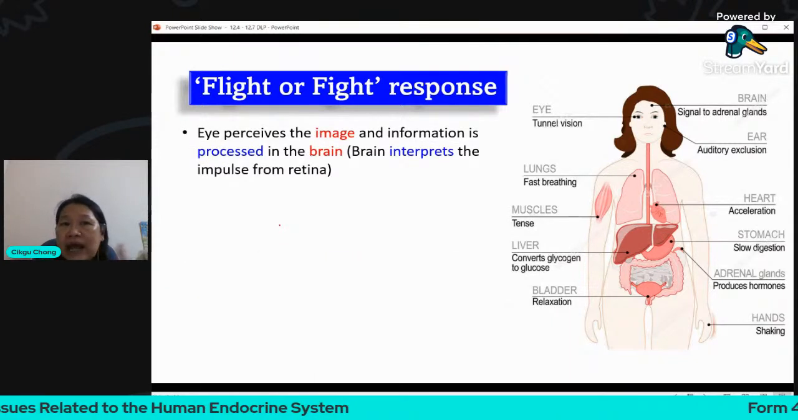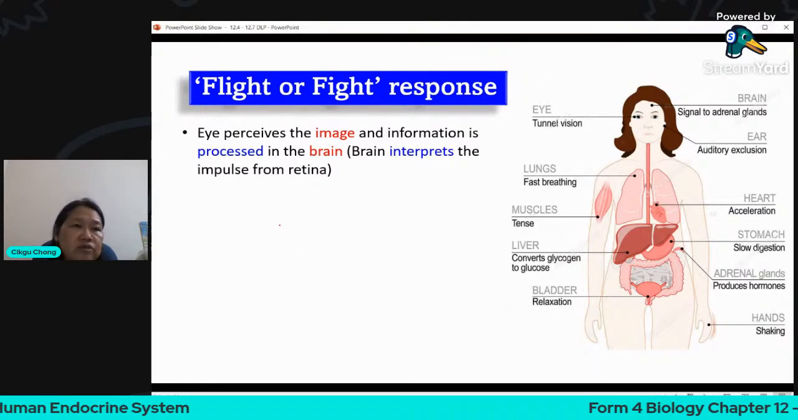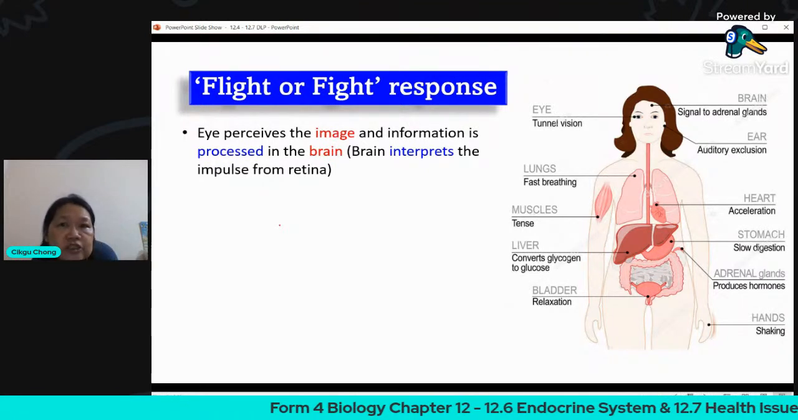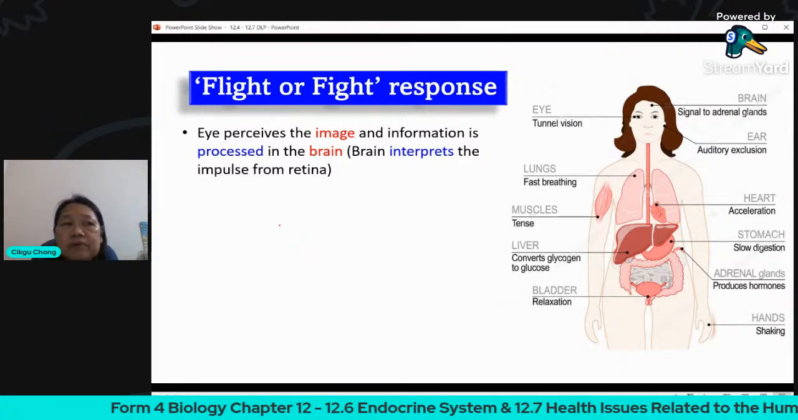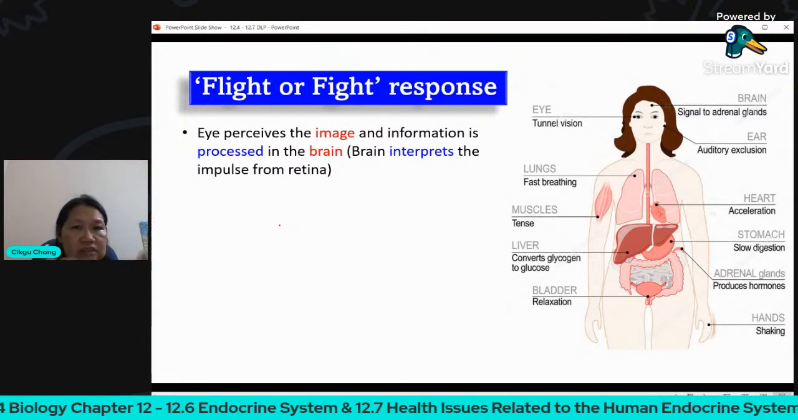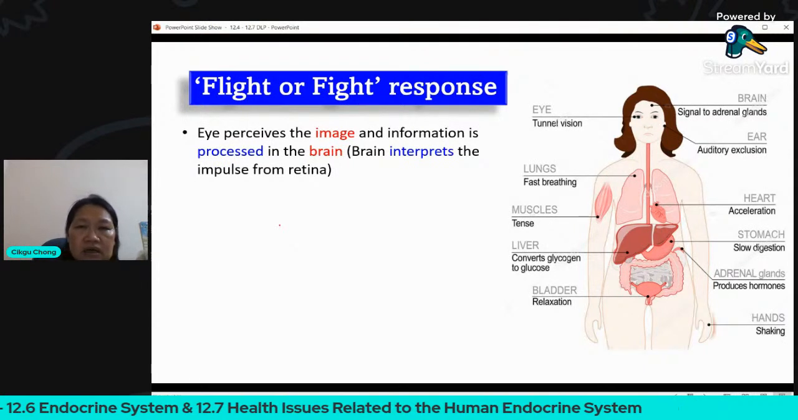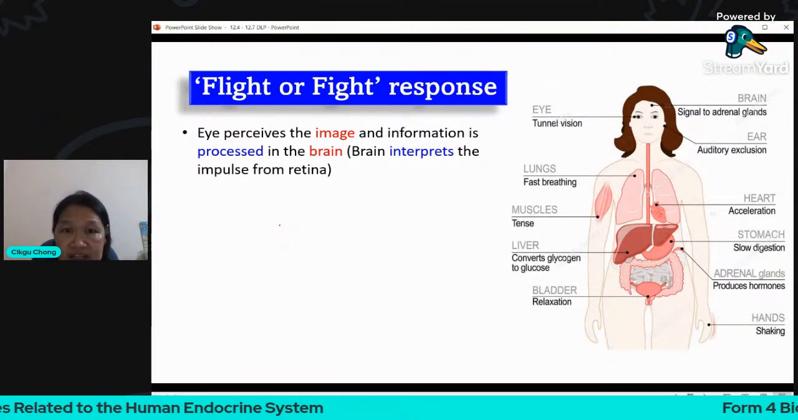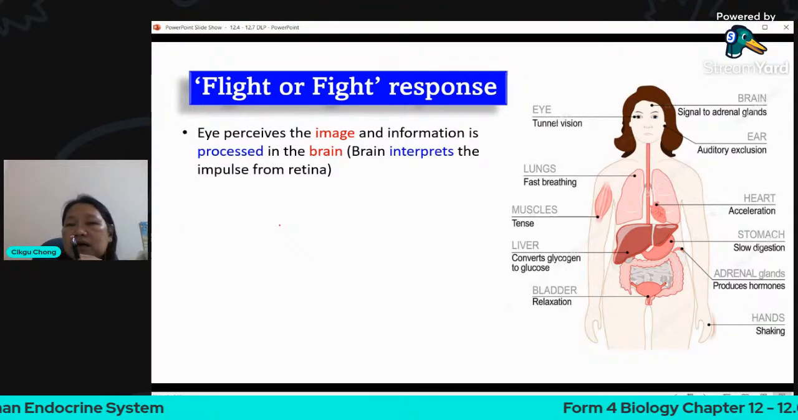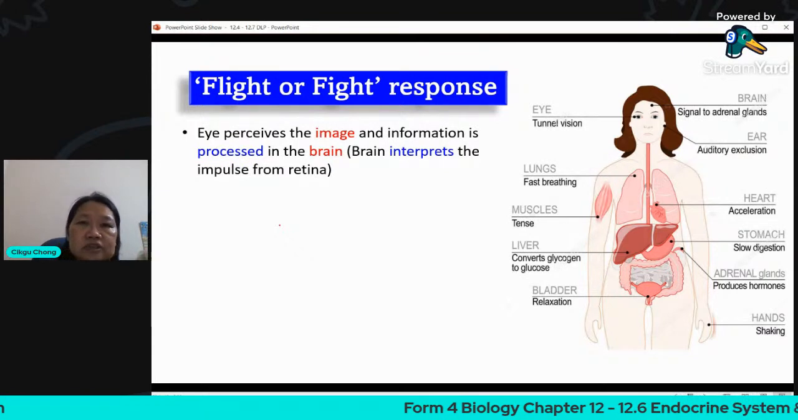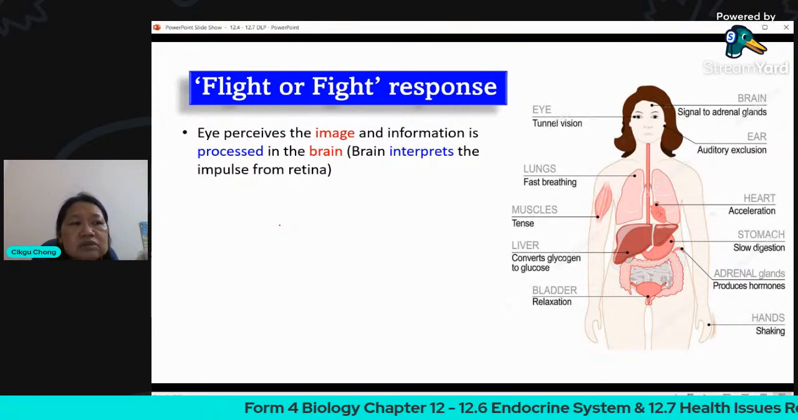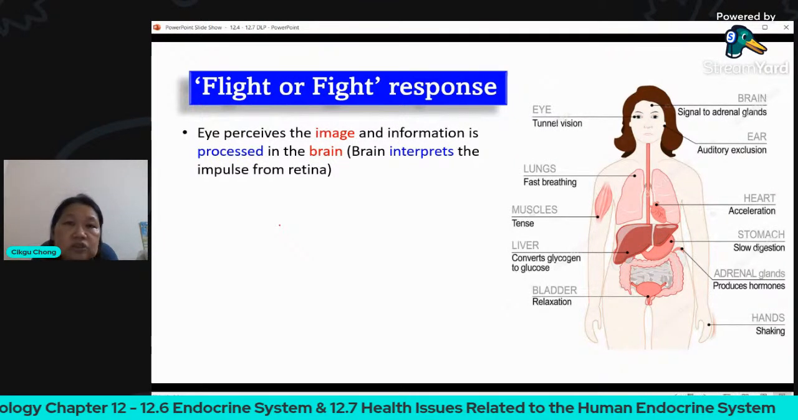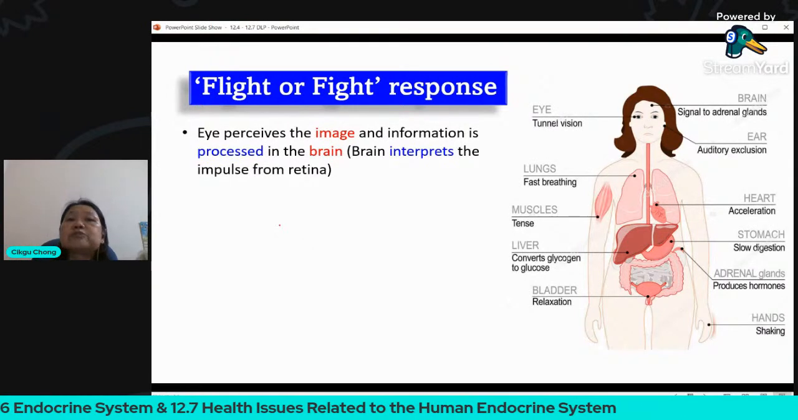Okay, so what happens during a fight or flight response, or rather flight or fight? Either way. So what happens? You have to mention this. This is a popular question in SPM, a popular question for your essay. So they give you a scenario: a boy being chased by a dog or some other scenario which is frightening. Anything that's frightening, all right. They ask you to explain what your responses are. How does your nervous system and the endocrine system work together to produce this response?